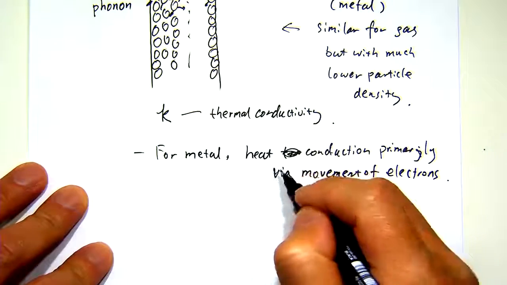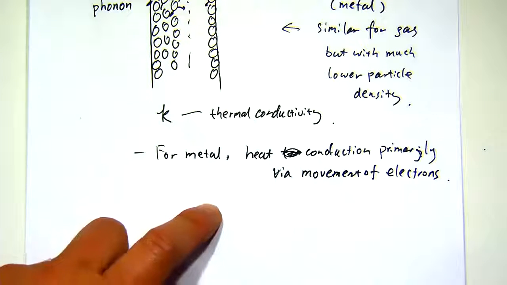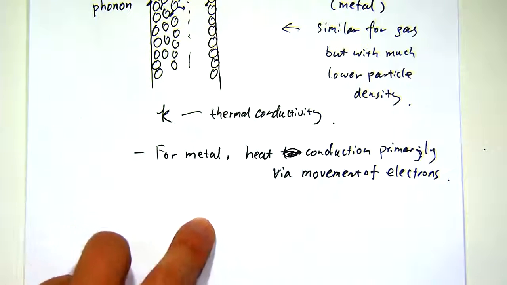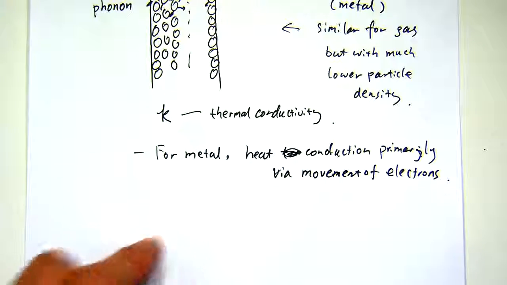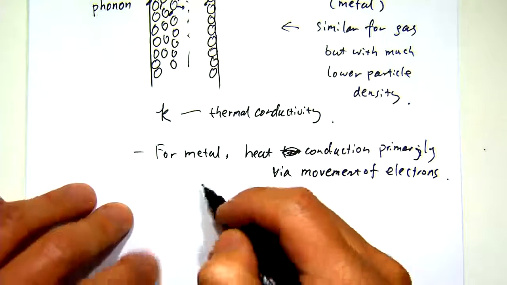For this reason, there is a general rule of thumb saying that a good electric conductor in general is a good thermal conductor. For certain materials, for example, copper, it is a very good electric conductor. Its electrical resistance is quite small, and for the same reason, its thermal resistance is also small, which means it's a very good thermal conductor. So that's a rule of thumb.